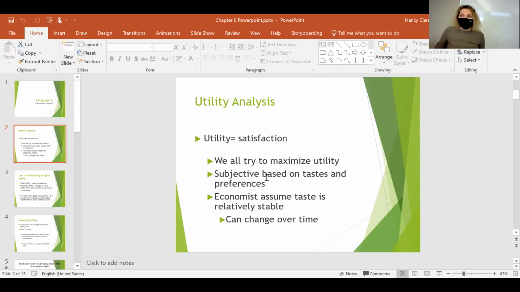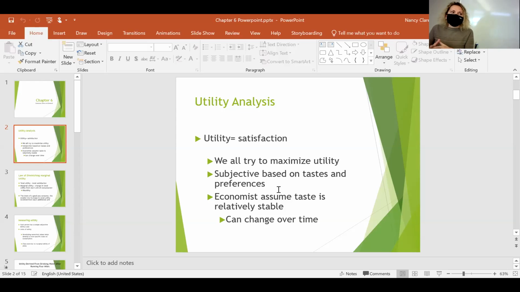Satisfaction is subjective, which means it's different for you than it is for me. Our scales are different. The way we value goods and services is different. The way we value our time is different. So it's very personal. So when we talk about satisfaction or utility, that's a very personal discussion and a very personal analysis that we all have to do for ourselves. But we're going to try and quantify it.